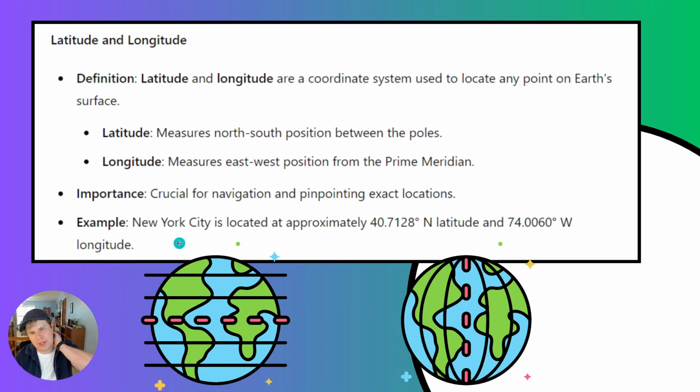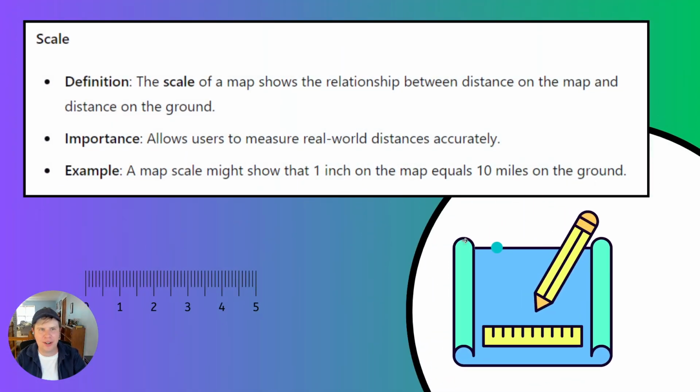New York City is located at approximately 40.7128 degrees north latitude and 74.0060 degrees west longitude. So you're getting an exact location on a map that you can pinpoint. Frequently, maps will have things like grids that will help you be able to look at that a little bit better, and also scales to help show you the distance.